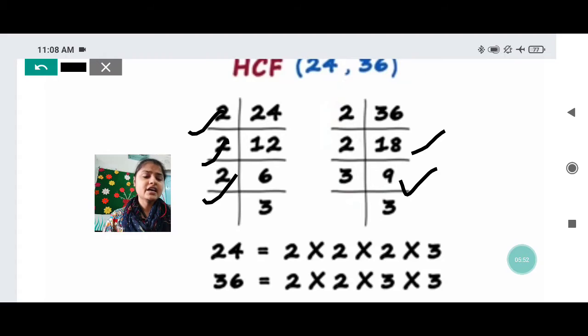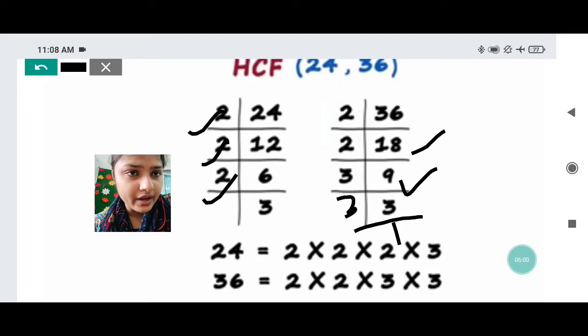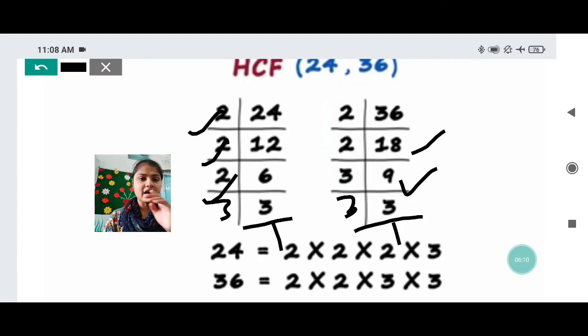Now again I will divide 9 by 3, then I will get 3 only. Then again 3 when I divide, I will get 1. Here also 1. So when I have received the quotient as 1, then our division is over. Now I have written all the factors with which I have divided. So 2, 2, 2 and 3, and for 36 also 2 into 2 into 3 and 3. These all we have got as factors.